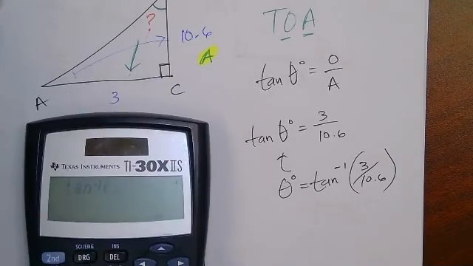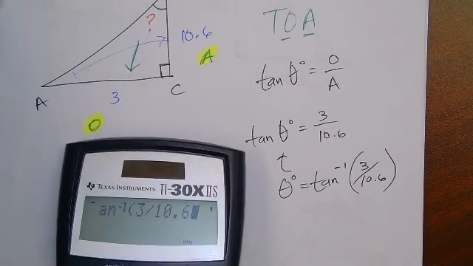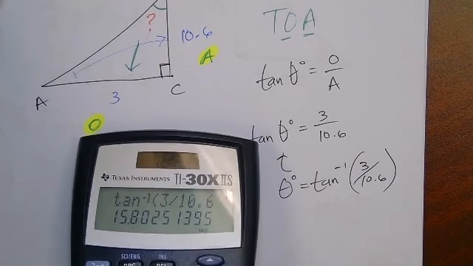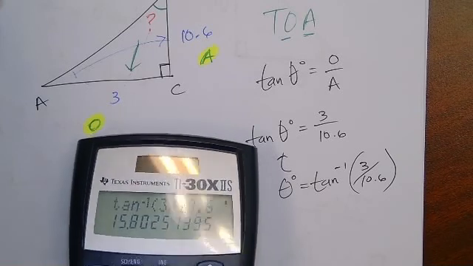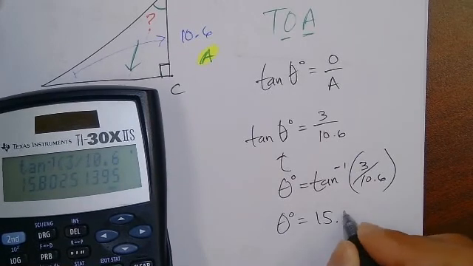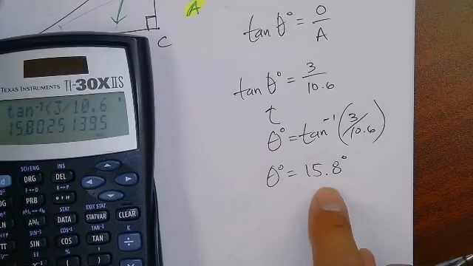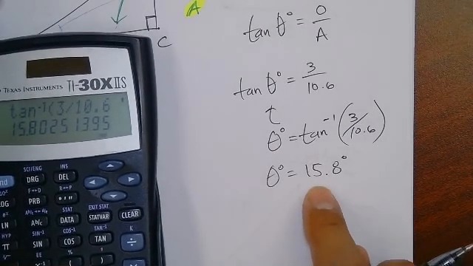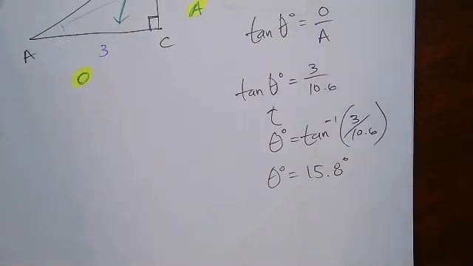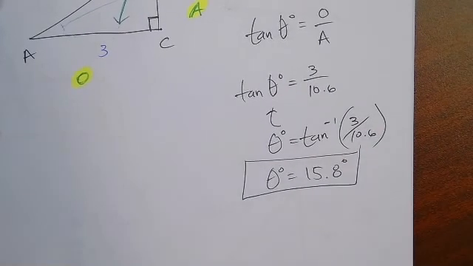All right, so anybody get it? Second function, tangent inverse, not the regular tangent button, of 3 divided by 10.6. Okay, I got 15.8. Did you guys get 15.8? Okay, then that's the answer. If they say to round it to the nearest tenths, it's 15.8. If they say to just round it to the nearest angle, it would be 16 degrees. So just watch out how they want you to round off.